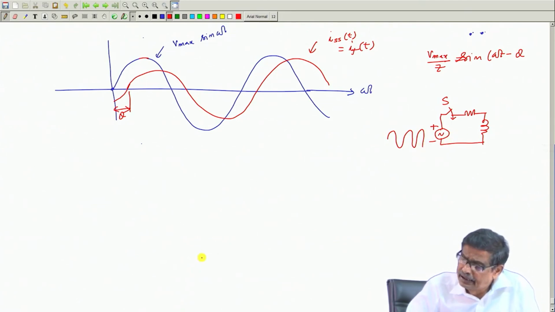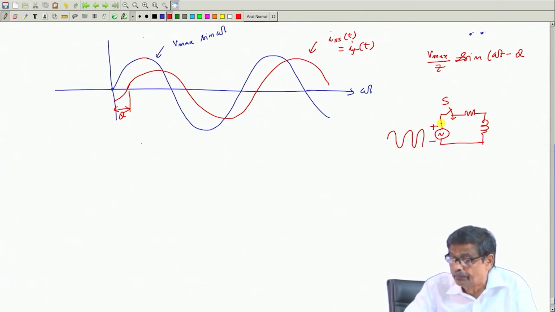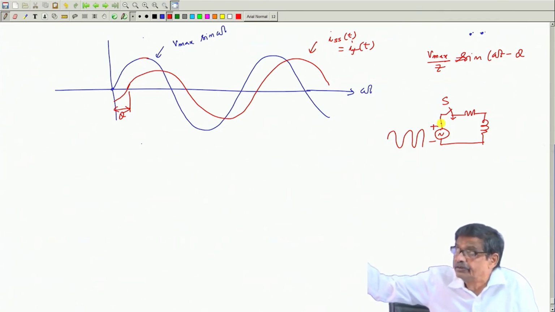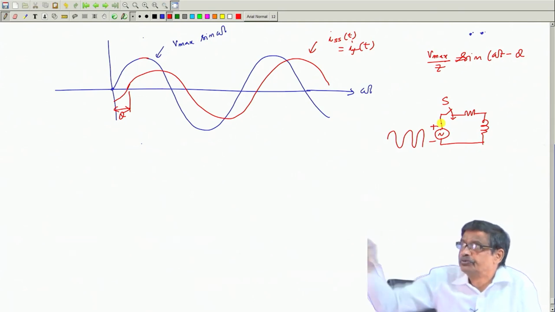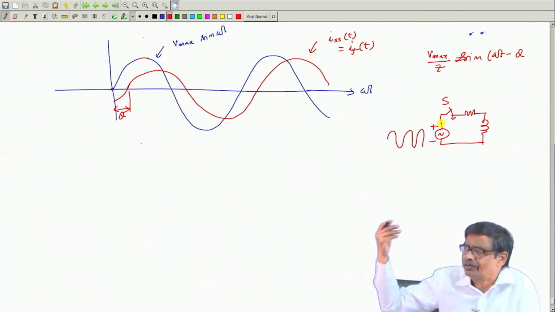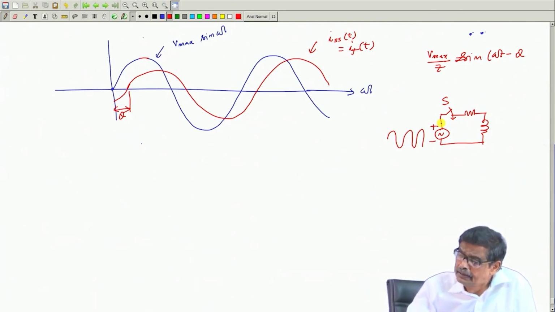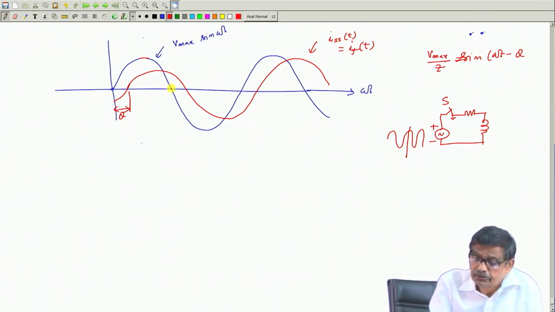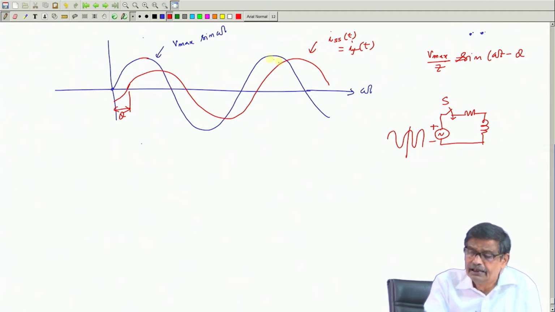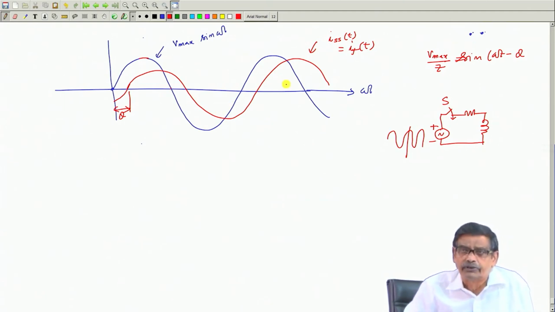But when I close this switch, I am not really sure, because I cannot see the supply. When you switch on, say, your fan in your home, it is after all some sort of RL circuit. Anyway, I may switch on when the supply voltage was maximum or when the supply voltage was 0. It is left to chance, I do not really know.